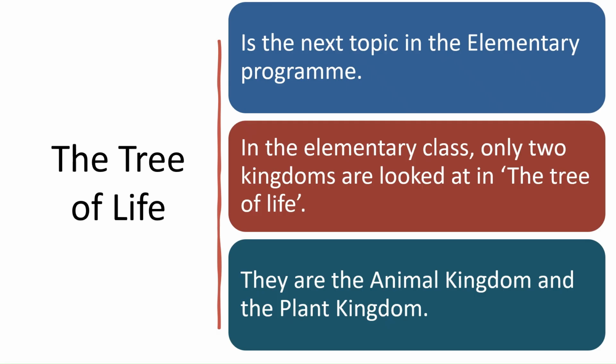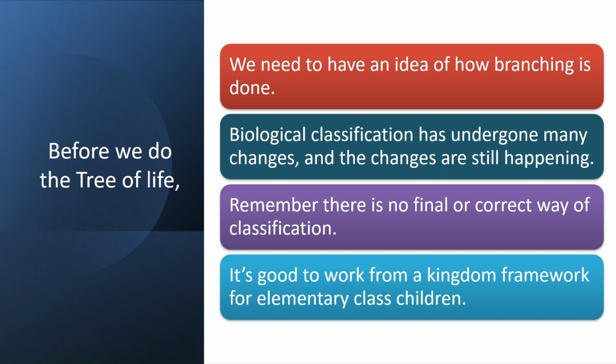The tree of life is the next topic in the elementary program. In the elementary class, only two kingdoms are looked at in the tree of life. They are the animal kingdom and the plant kingdom. Before we do the tree of life, we need to have an idea of how branching is done.